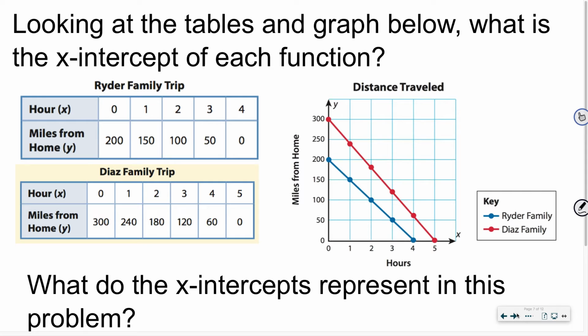And what does the x-intercept, which we found here, represent? Be more specific with that. How many hours traveled to get home? Absolutely. And how do we know that they're home? Because they're at 0 miles from home, absolutely. Your y value represents miles from home, and once it's 0, they're there.